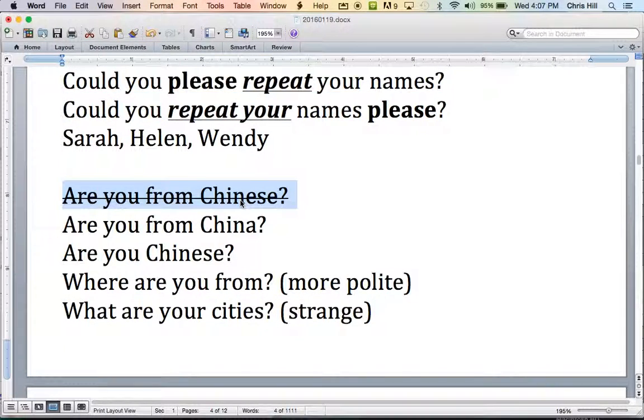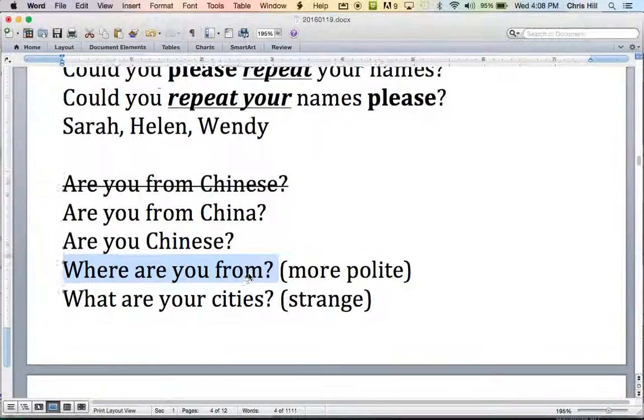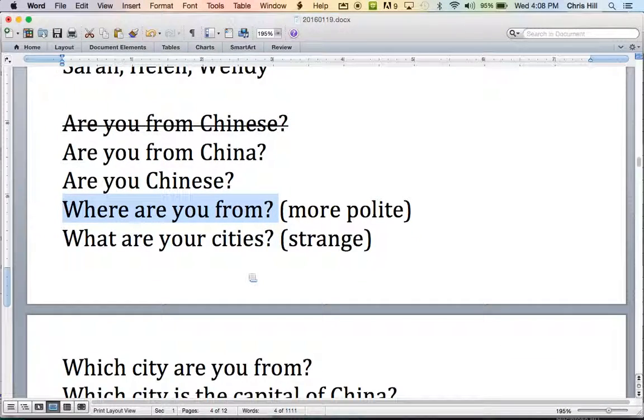Are you from Chinese is not possible because Chinese is an adjective. Are you from China? This is a good question. China is a noun. Are you Chinese? This is possible too, because Chinese is an adjective. To be more polite, you should ask, where are you from? This way you're not assuming someone is from China when they may be from another country.